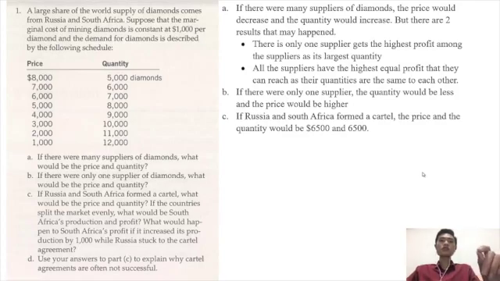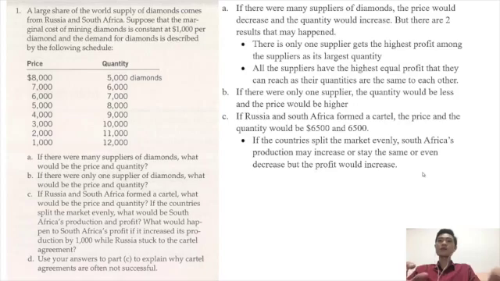And if the countries split the market evenly, what would be South Africa's quantity and profit? South Africa's quantity may increase, stay the same, or even decrease, but that doesn't matter because the profit would increase. If the countries split the market evenly, technically Russia and South Africa will dominate the market, so they will have the highest power in setting the price and the quantity.